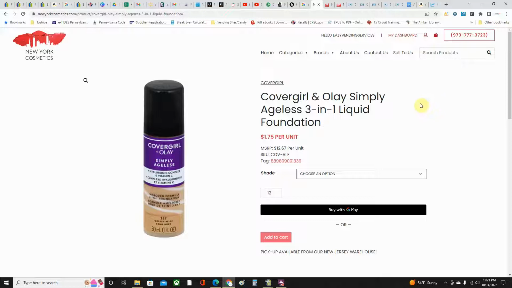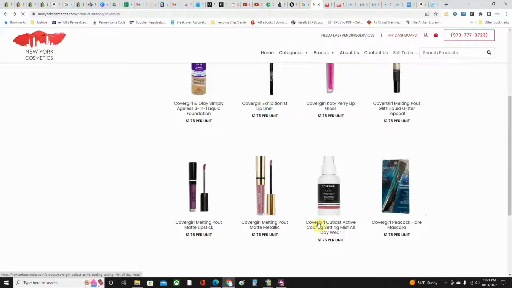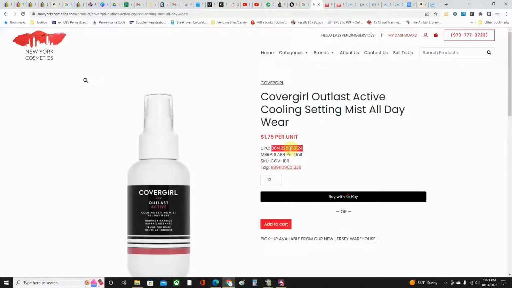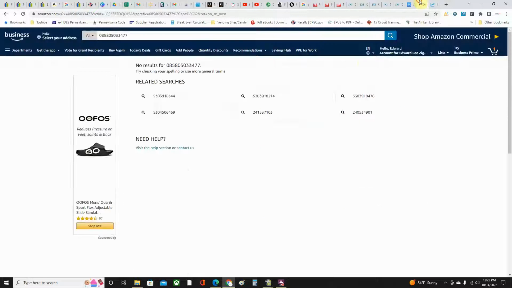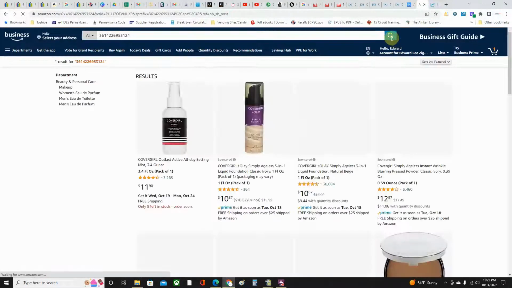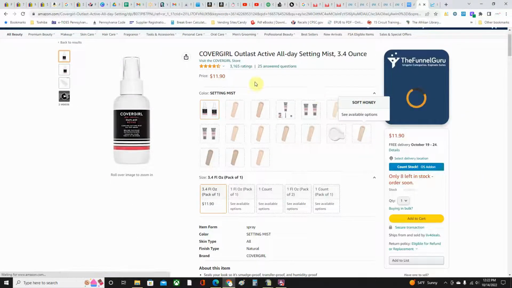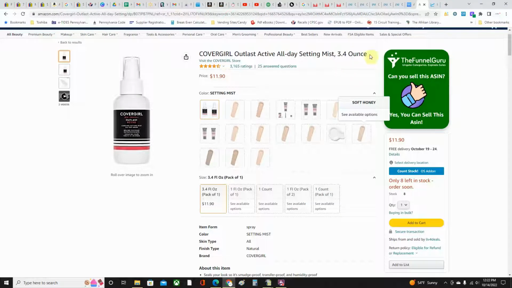All right guys, we're going to start right here on CoverGirl, because I'm having problems trying to find other items, and that was just another issue I had going through this particular site. But let's go ahead and do this. We got the CoverGirl Outlast Active All Day Setting Mist, right?